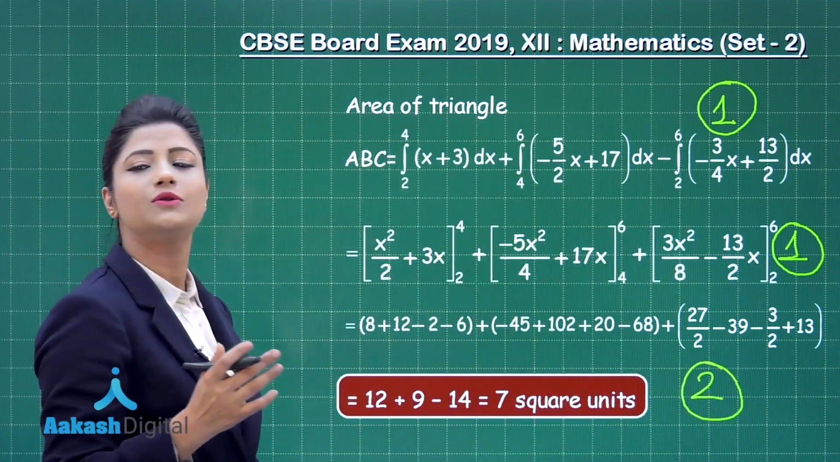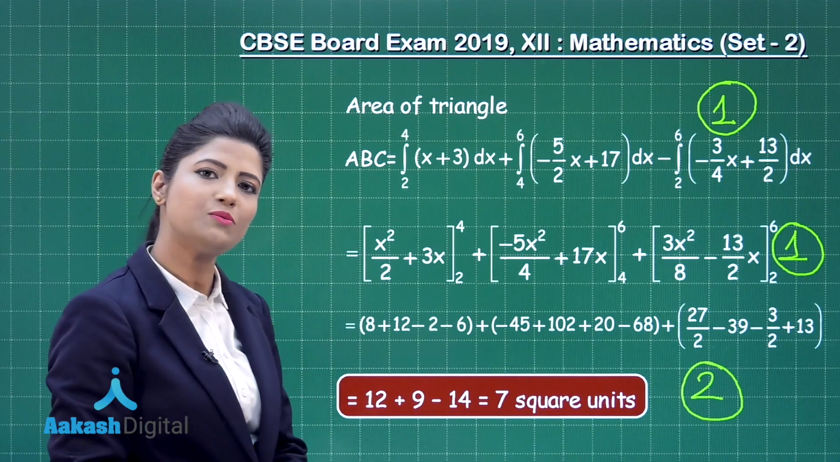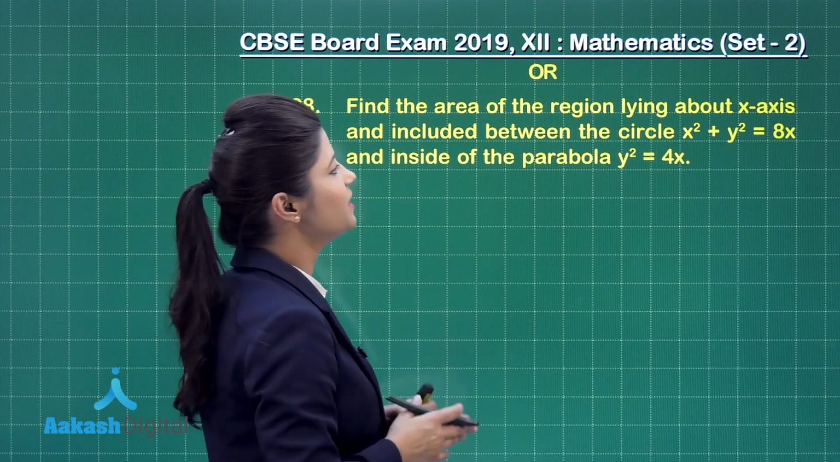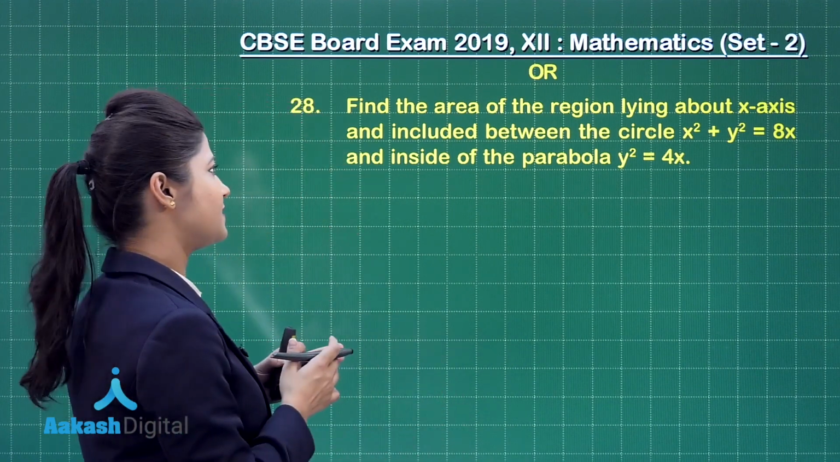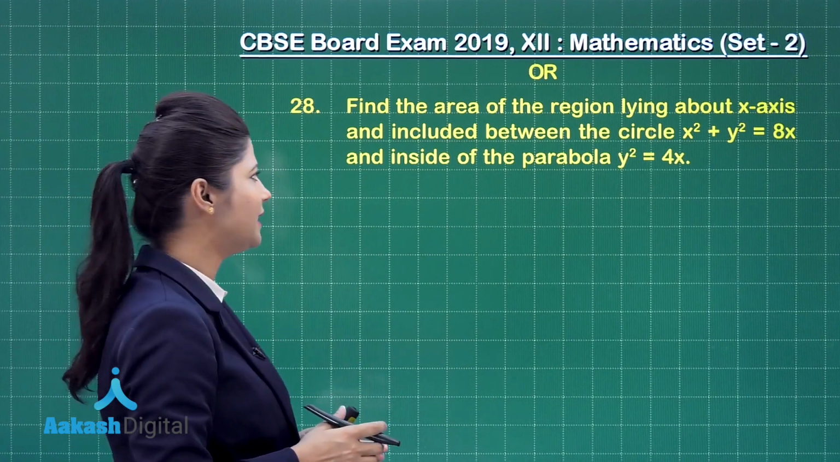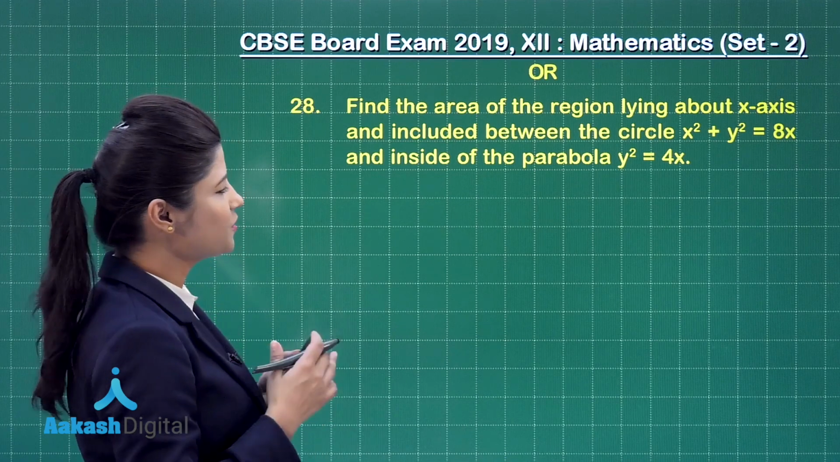So there you get a total of 6 marks for this question. I hope it is clear to you. Now let's move on to the second choice of this question. It states: find the area of the region lying above the x-axis included between the circle x square plus y square equal to 8x and inside of the parabola, which is y square equal to 4x. So let's proceed with this.